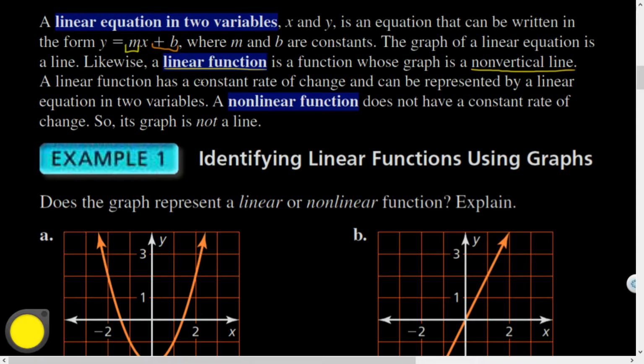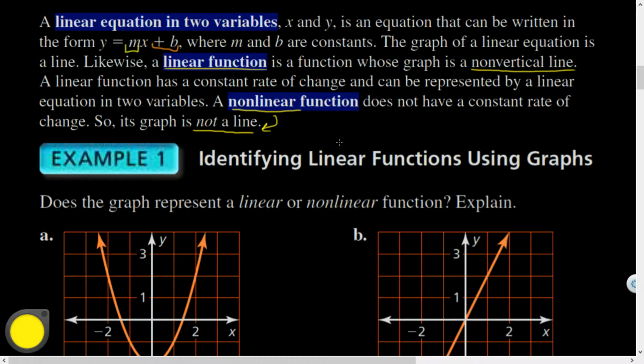A linear function has a constant rate of change and can be represented by a linear equation in two variables. So functions are consistent in their change. They're going up 1 over 2, or down 3 over 5. They're doing the same thing consistently. A nonlinear function does not have a constant rate of change, so its graph is not a line. Nonlinear, not a line.